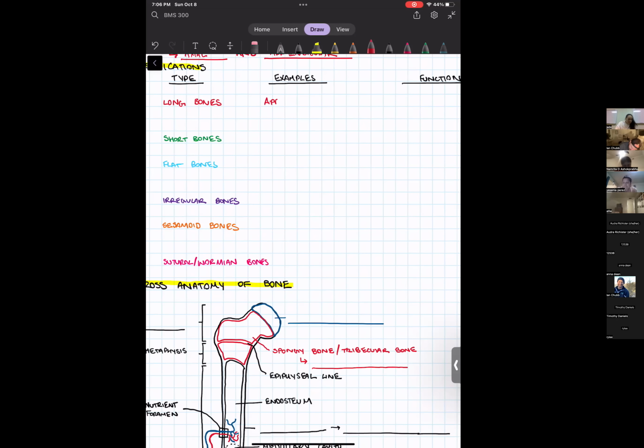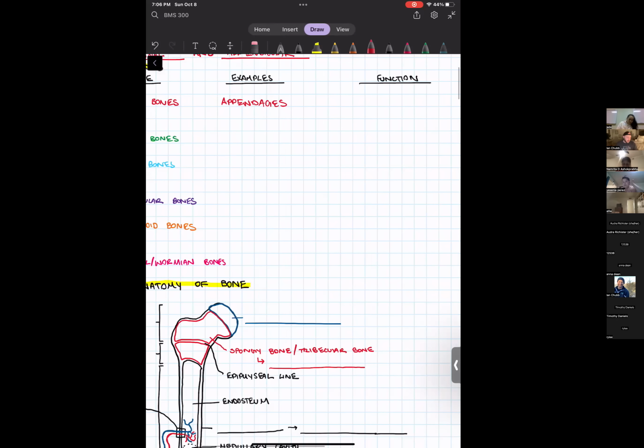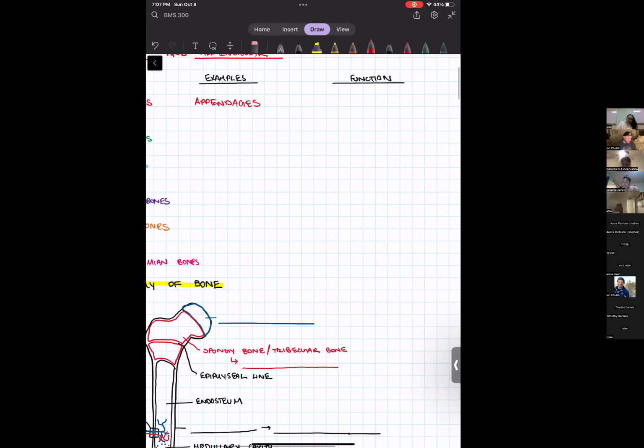Perfect. I'm going to also just put appendages just to save some time, but basically things that make up our legs and arms, right? So all those longer bones, that includes our fingers, so our phalanges, our metacarpals, things like that. What's the major function for long bones? Support and structure. Yep, support and structure. They also allow us to move, right? Muscle is usually attached to these, so it allows for some movement.